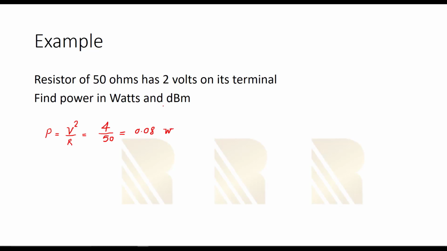So let's find the dBm value for this. What is the definition of P dBm? P dBm is equal to 10 log of the power over 1 milliwatt. And if we find this, it should be P dBm, which is equal to 10 log. What is the power? The power is 80 milliwatt. So this should be 80 milli over 1 milli.